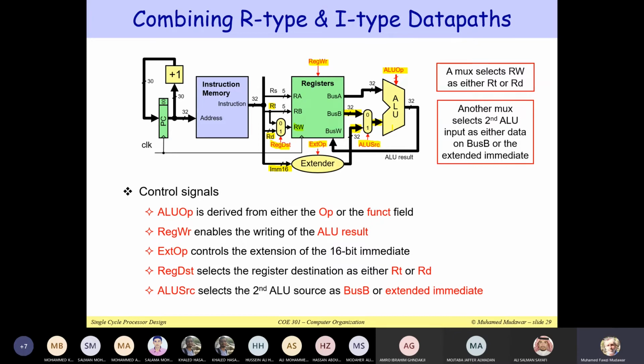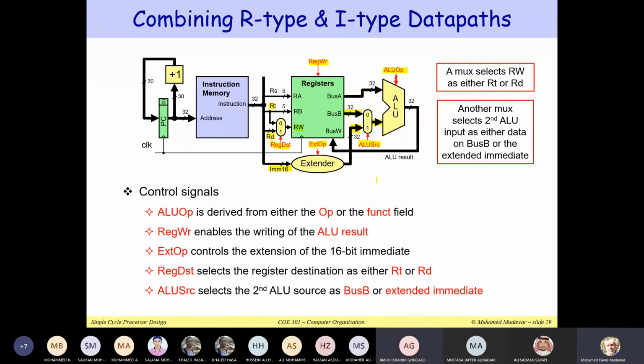So if it was an R-type, we select different control signals, so the control signal values will be different. We select register destination to be RD, and ALU source will be 0, which is bus B. Whereas if it was an immediate type, we select register destination to be RT, because we're going to write to RT, and we select ALU source to be 1, which is the extended immediate constant. Okay? So that's it for today.